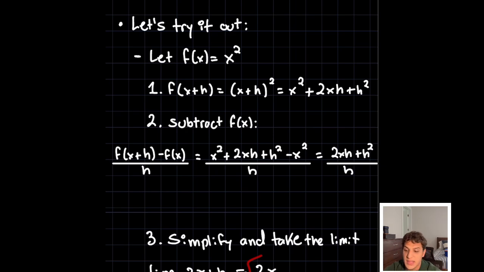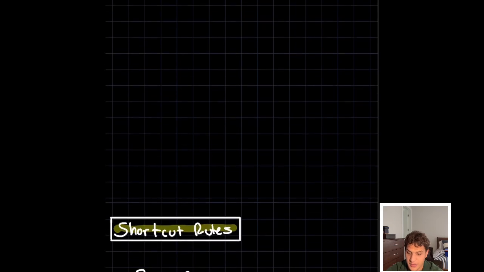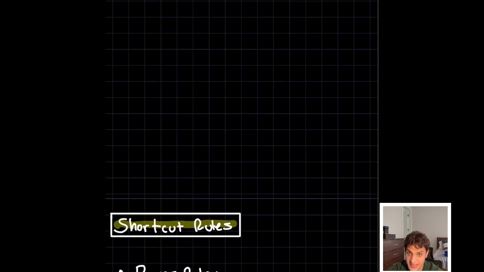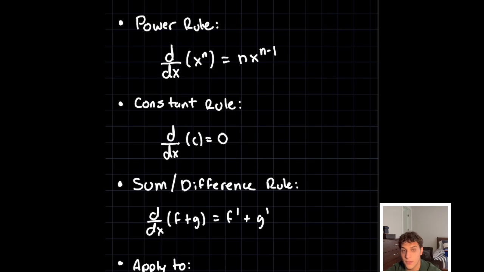Now, the limit definition is great for understanding the concept, but it can get very messy and tedious. So we use the derivative rules. Think of them as math superpowers, kind of like a shortcut. The first rule is the power rule. What we do is drop the exponent down, subtract 1, and then boom. Very easy. So if they ask us to find again the derivative of x squared, we just drop the 2 down. That's it, 2x. Very easy.